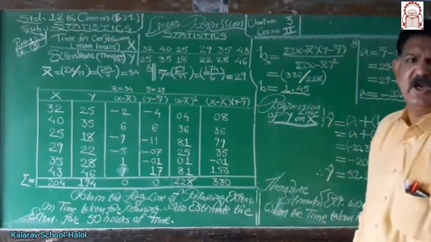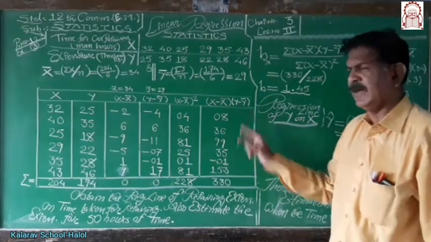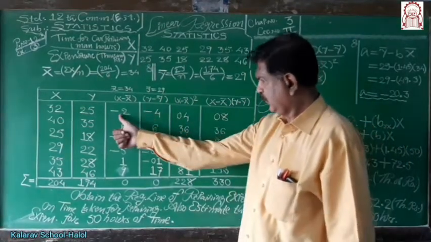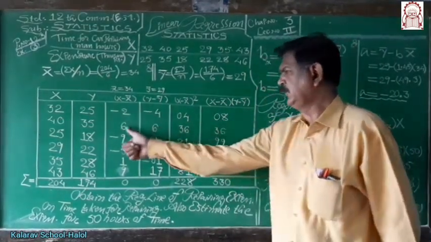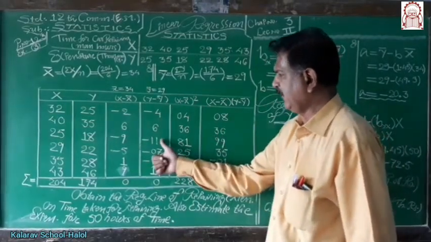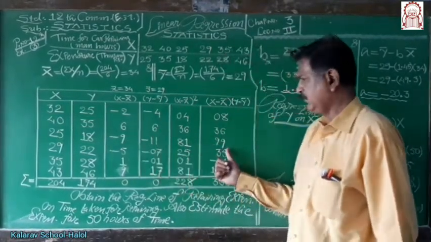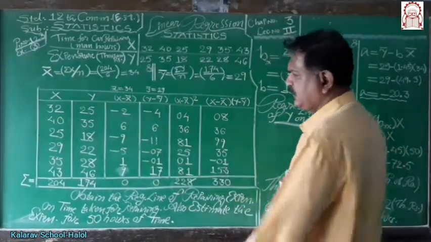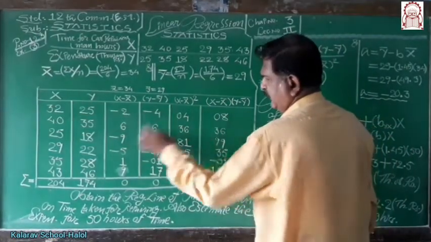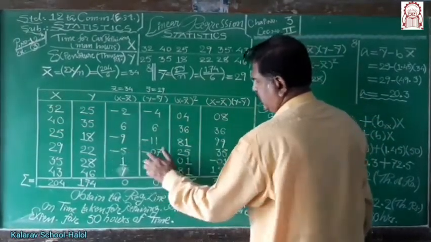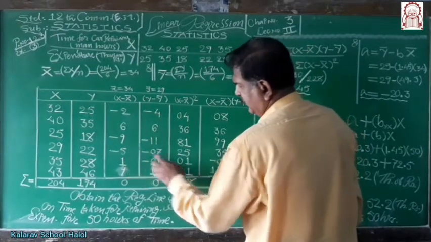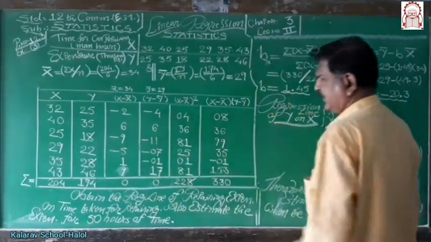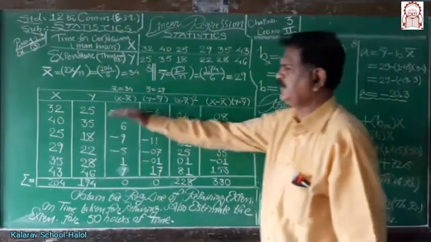And in the final column, x minus x bar and y minus y bar product, meaning multiplication. Minus 2 into minus 4, 8. 6 into 6, 36. Minus 11 into 9, 99. Minus 7 into minus 5, 35. And so on. Minus into minus becomes plus; minus into plus gives minus sign. But 1 is positive, minus 1 is negative. Therefore minus 1 is there. And 17 into 9, 153. Then make the total of each and every column.